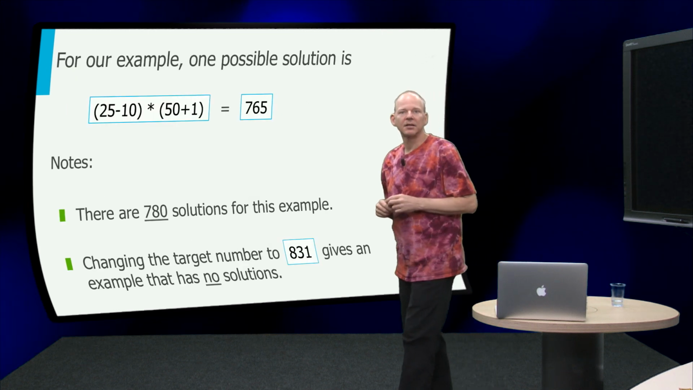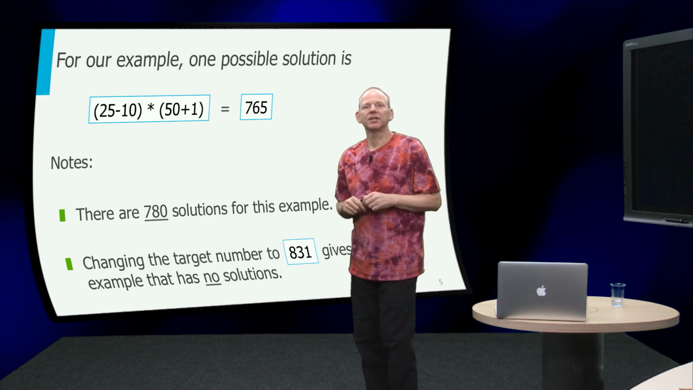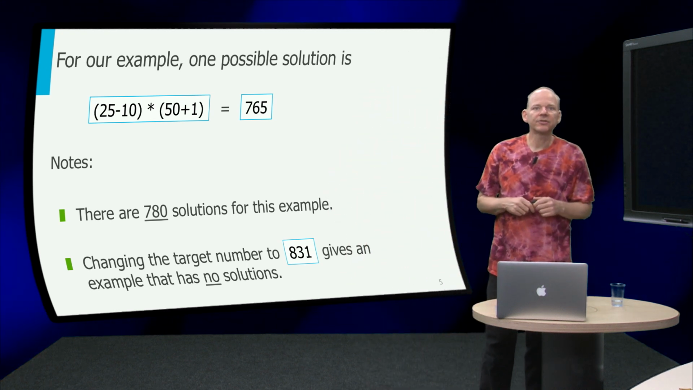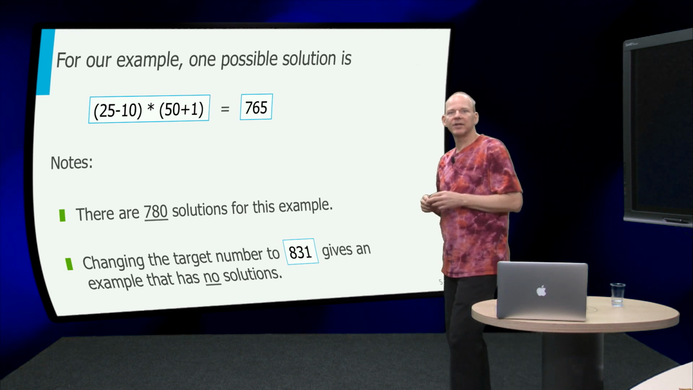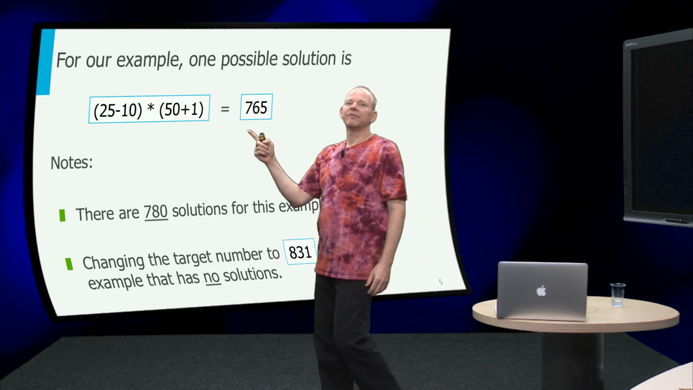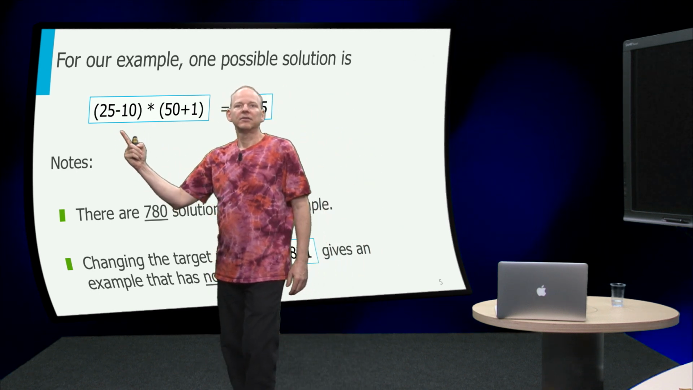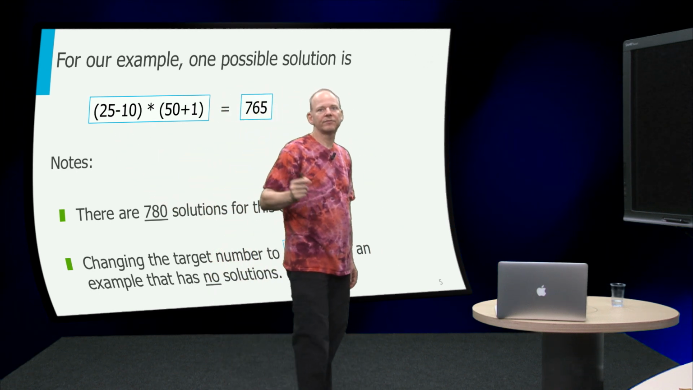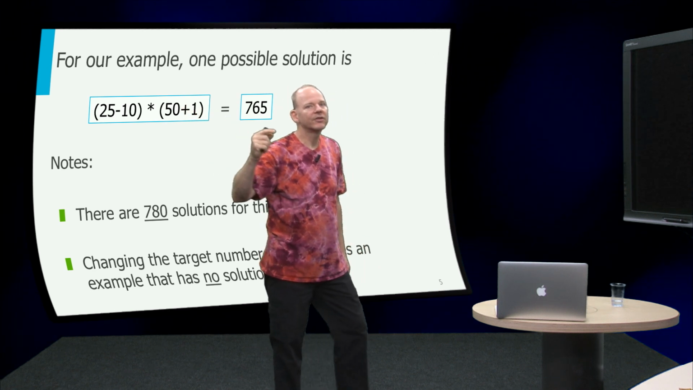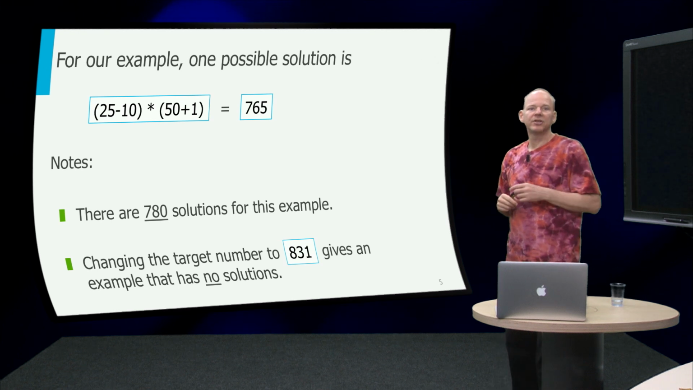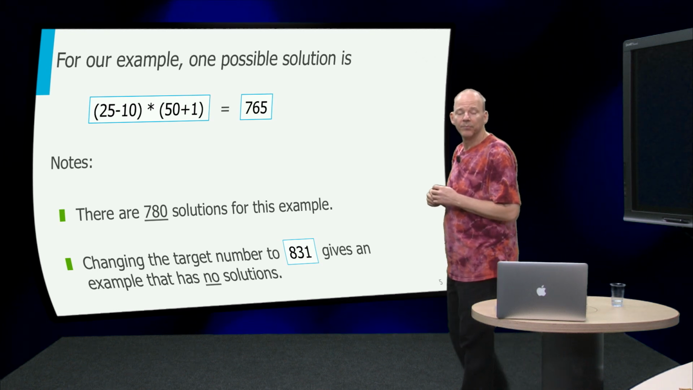So in particular, let's look at a possible solution. In our case, using the numbers 25, 10, 50, and 1, we can create 765 as follows. And notice that 25 minus 10 is a positive number. 50 plus 1 is a positive number. And when you multiply two positive numbers, they are positive as well.